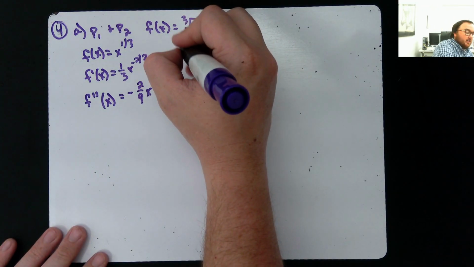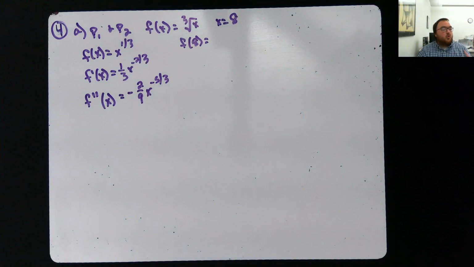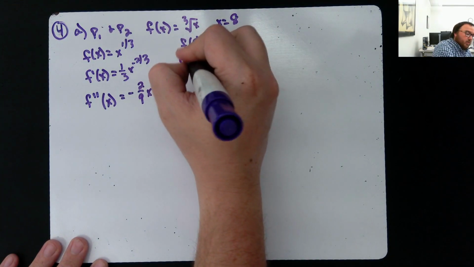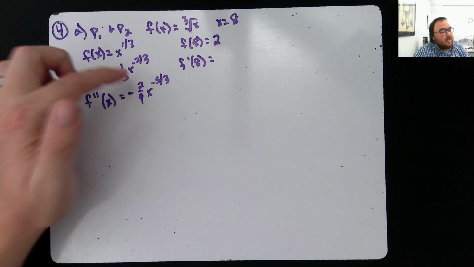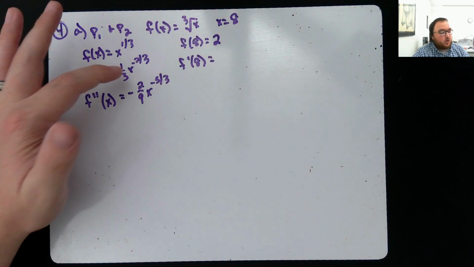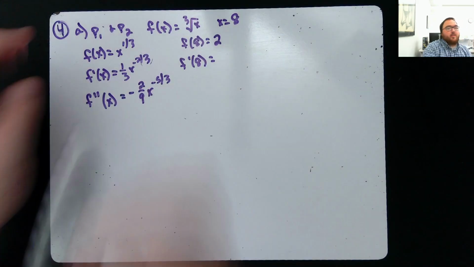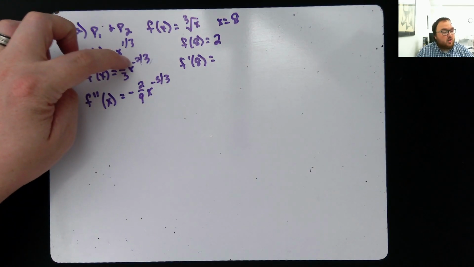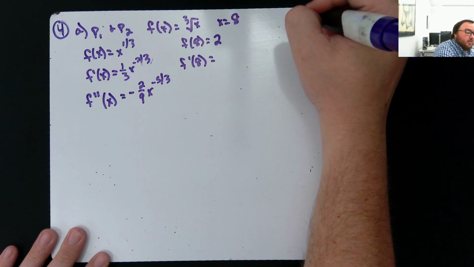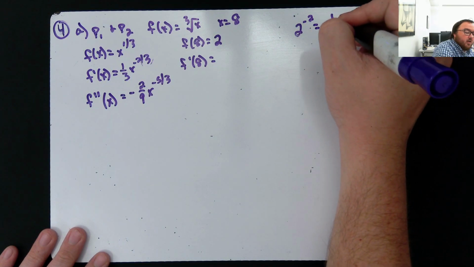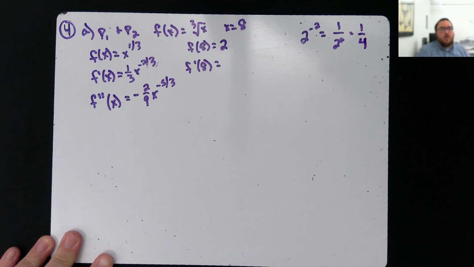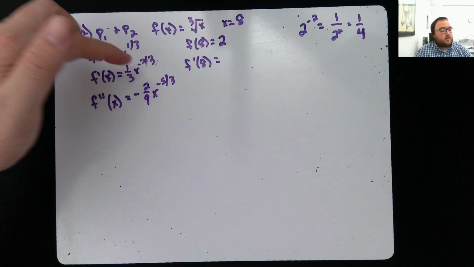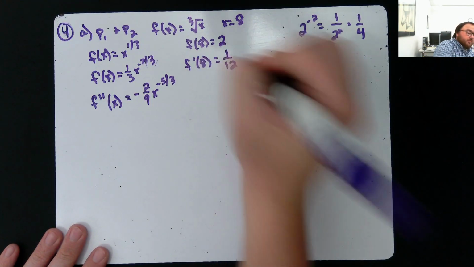So now let's plug in 8. 8 to the 1/3 is saying the cube root of 8, which is 2. First derivative at 8. 8 to the negative 2/3. What this means is first, the 3 on the bottom means I'm doing the cube root. The cube root of 8 is 2. So now it's 2 to the negative 2. 2 to the negative 2 is like saying 1 over 2 squared, which is 1 over 4. So 8 to the negative 2/3 is 1 over 4. 1 over 4 times 1 over 3 is 1 over 12.